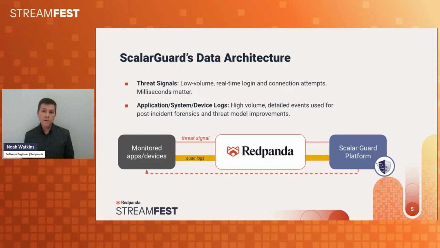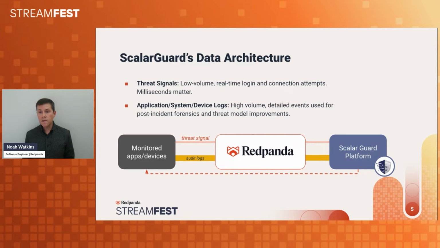On one hand, they have a stream of threat signals. This is the thin red line that you see in the diagram. Think of these as login attempts, firewall pings. It's a small amount of data, but that data needs to be analyzed instantly to block an attack in progress.